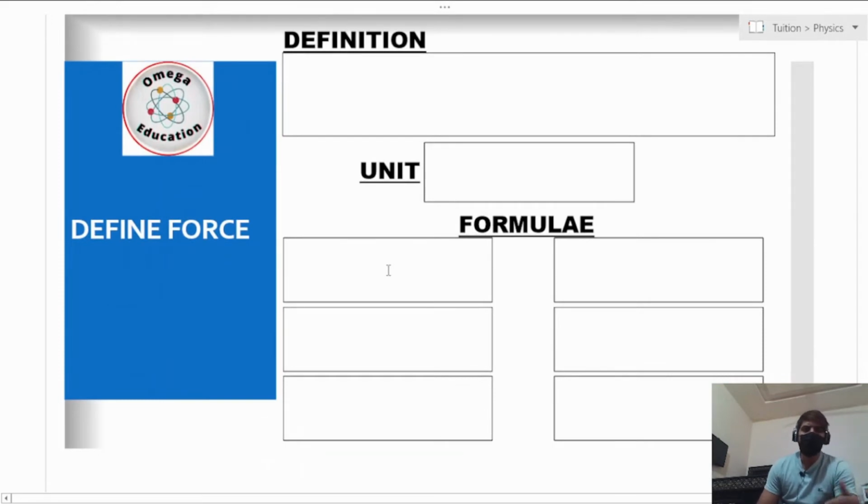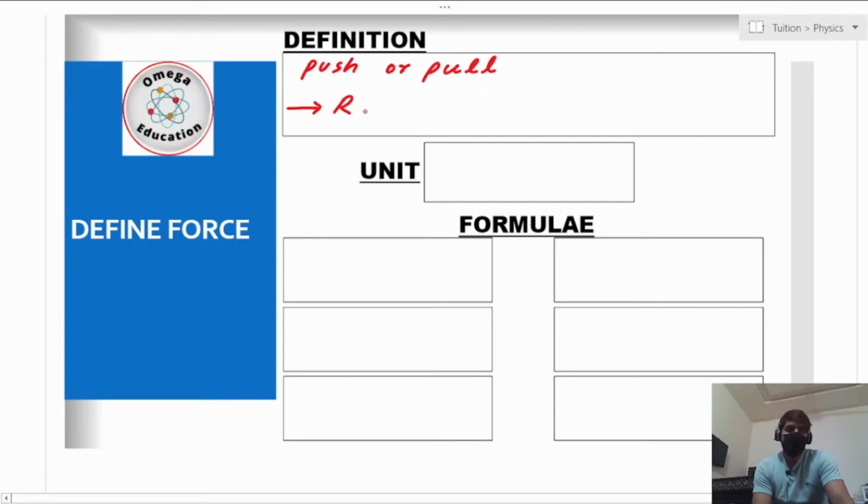Let us quickly define force, write down its formulas and units. So in very basic terms, a very primitive definition of force is it is a push or pull. Matter of fact, this is something that we study from our middle school sciences. A push or pull is called force, but if you want to be more precise, then the better way of defining force would be rate of change of momentum.